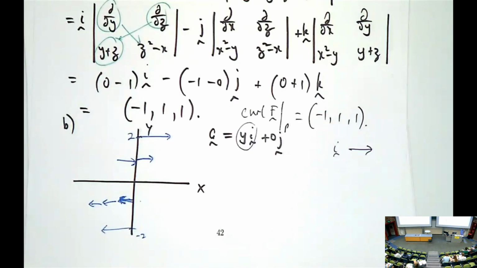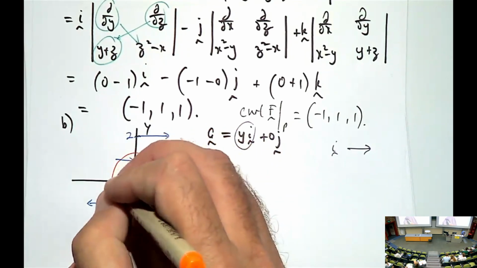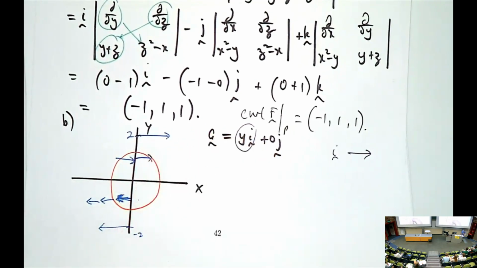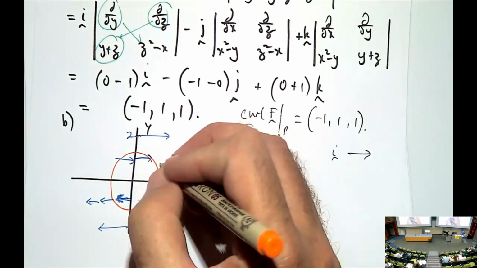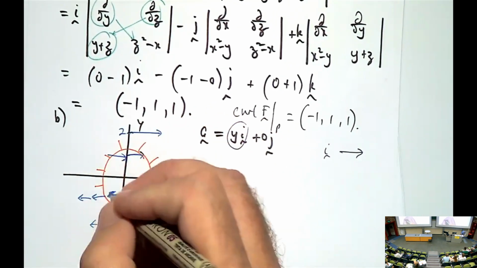All right, so based on that, what does this have to do with rotation? So let me draw in what I call a paddle wheel. It's a very scientific term. It looks like a virus.